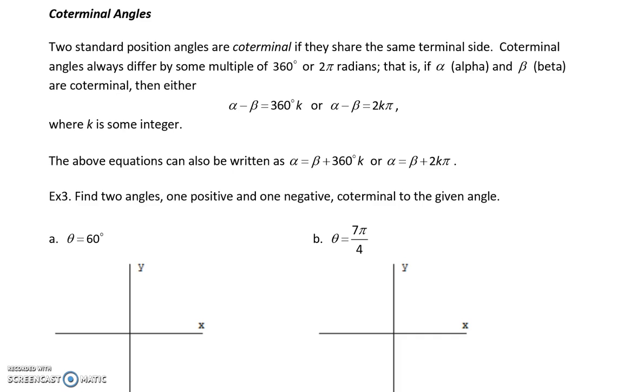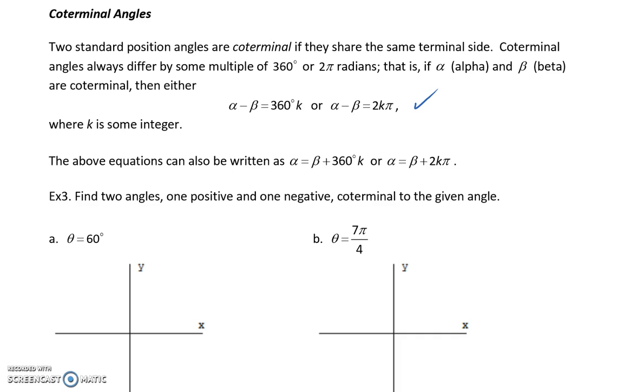The above equations can also be written as alpha equals beta plus a multiple of 360 degrees, or alpha equals beta plus a multiple of 2 pi radians. You can come up with these alternative forms by simply adding beta to both sides of the equations we have listed above there. That's all you have to do.